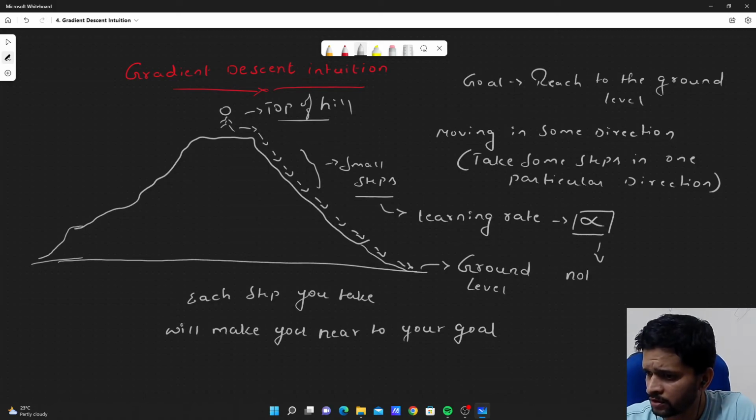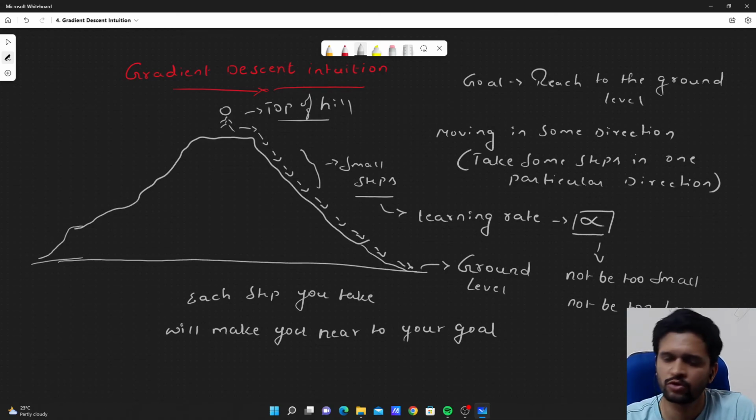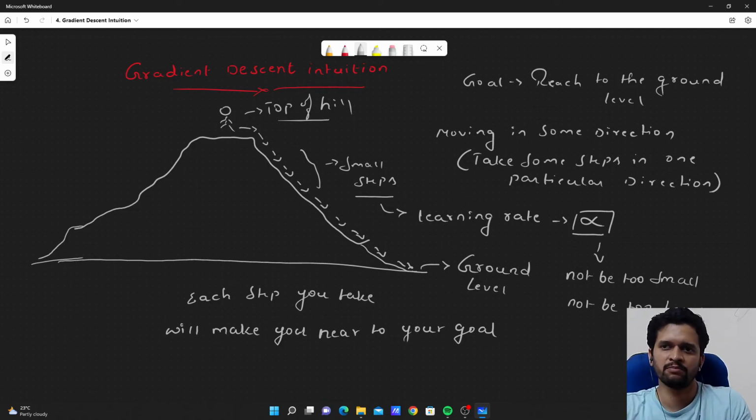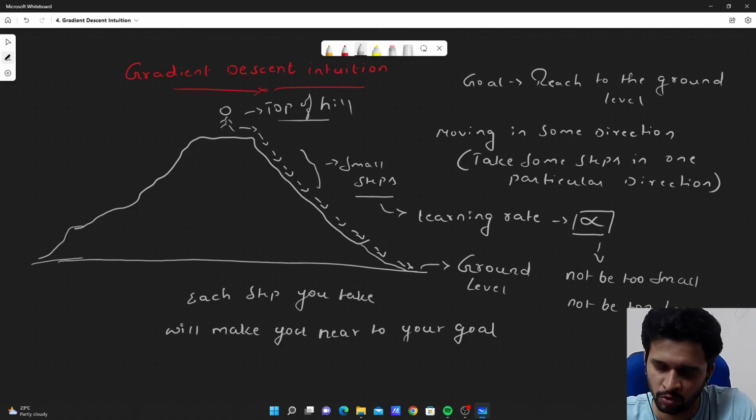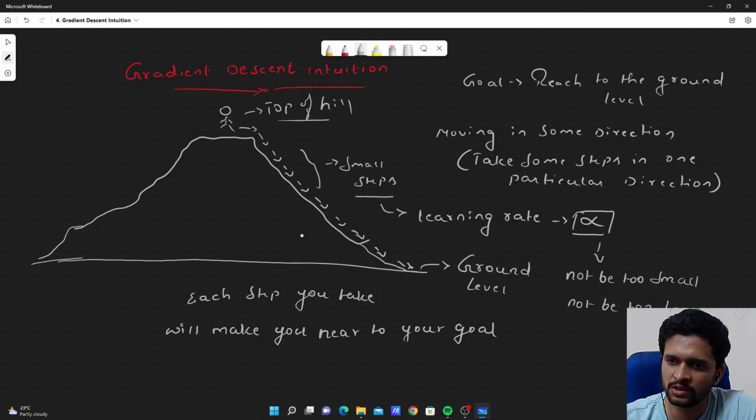This should not be too small, and not be too large. You should not take large steps, and you cannot take very small steps, so that you will never end up reaching the goal that you want to. So this particular parameter should have just the right amount of value in it, so that reaching the goal will be easier for you. So this is about the intuition with respect to gradient descent.